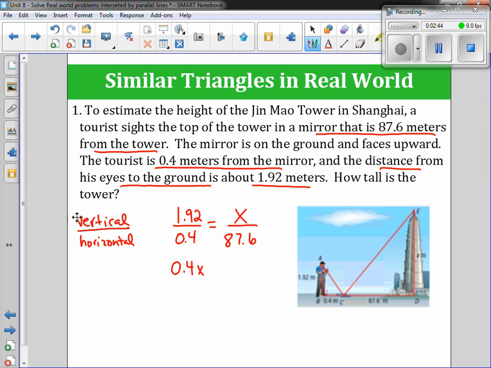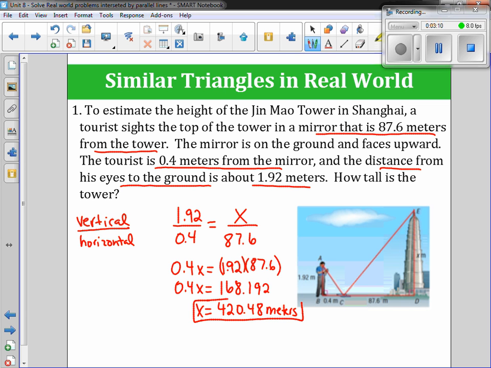0.4 times x is equal to 1.92 times 87.6. 0.4x is equal to 168.192, and we will divide by 0.4 and find out that x is 420.48 meters. That is the height of the tower.